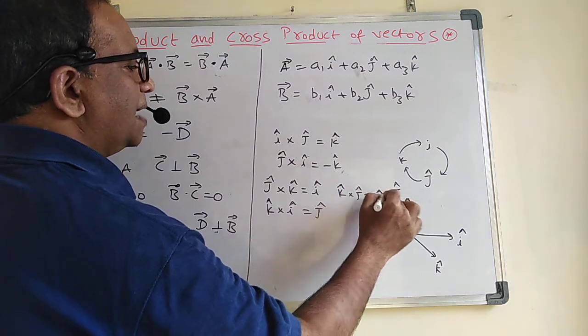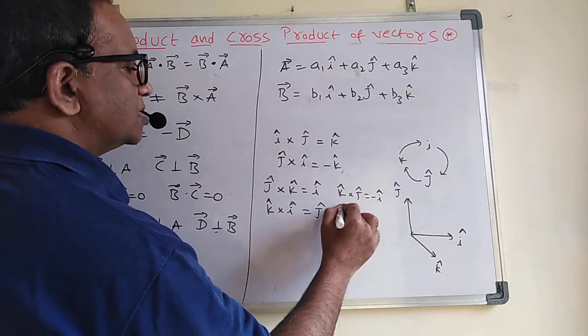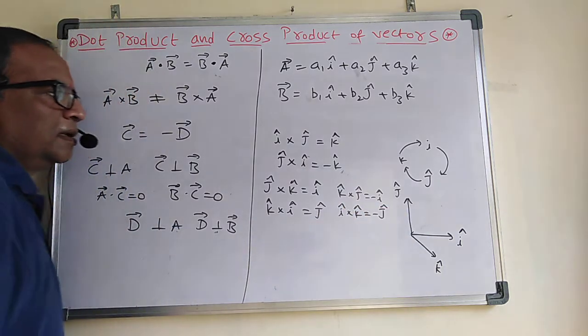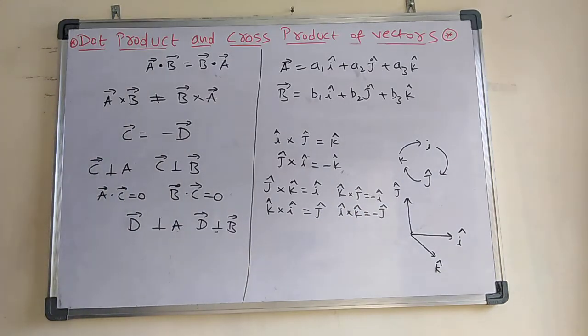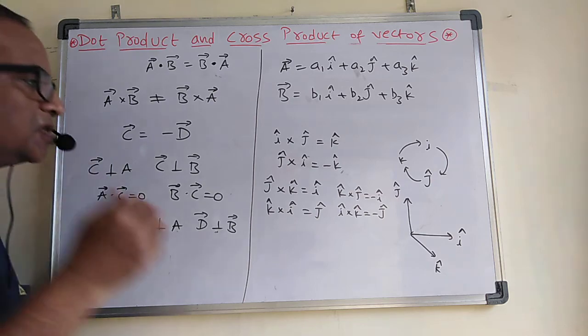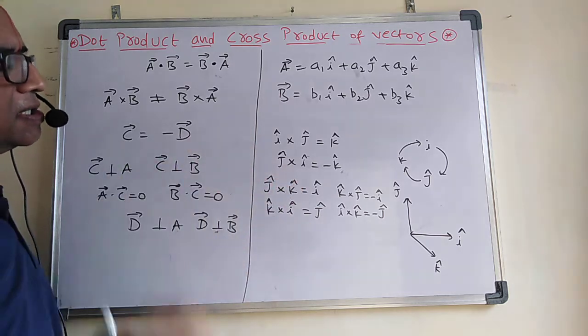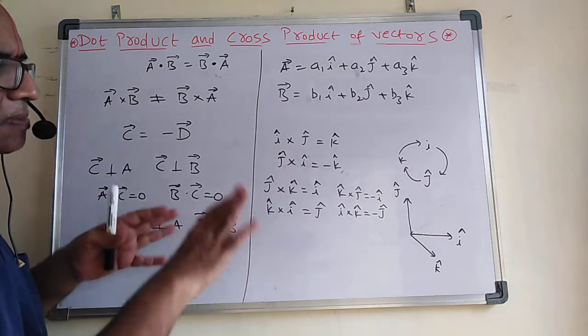That is minus i cap. Then if I do i cross k, that is minus j cap. Whenever you are solving a problem, you should see carefully the direction. The direction plays an important role in this case.